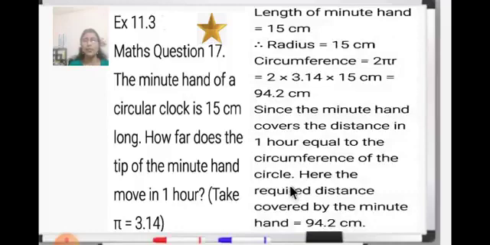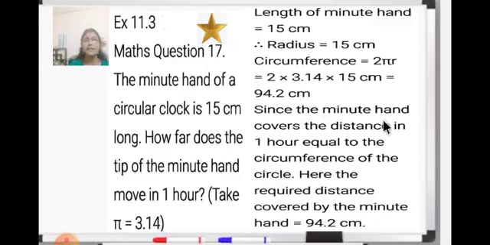So first we will write what is given. We know the length of the minute hand is 15 centimeter. That is nothing but the radius. You can imagine a clock. The minute hand becomes the radius of that clock. So we'll write radius is equal to 15 centimeter. First we'll find out circumference, which is equal to 2 pi r. In place of pi we'll write 3.14, and radius is 15 centimeter. And then we'll solve it. 15 2s are 30, 30 into 3.14, you'll get 94.2 centimeter.